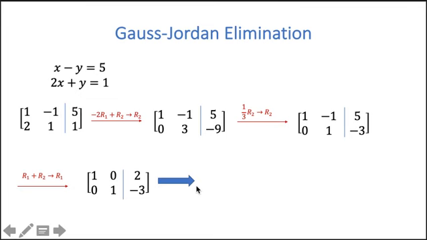Well, that's it. Once I have this in reduced row echelon form, which I do, I have the answers, because this expression says x equals 2. This says y equals -3. And that's the solution, 2, -3.